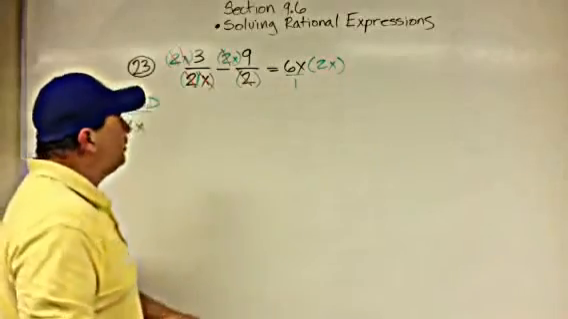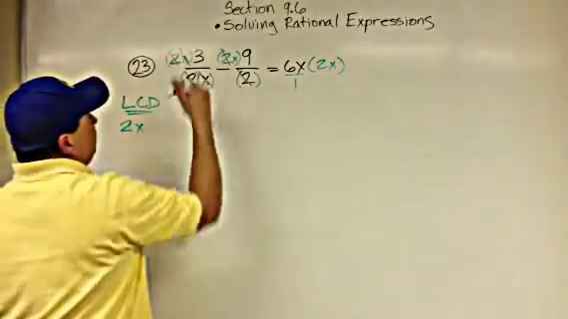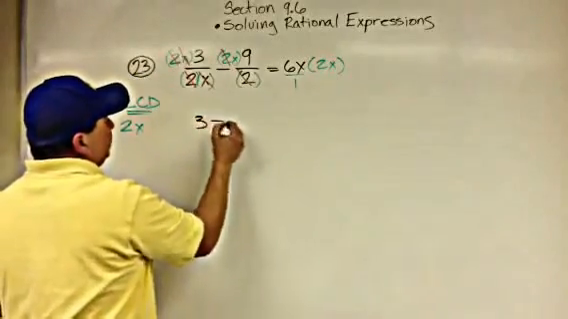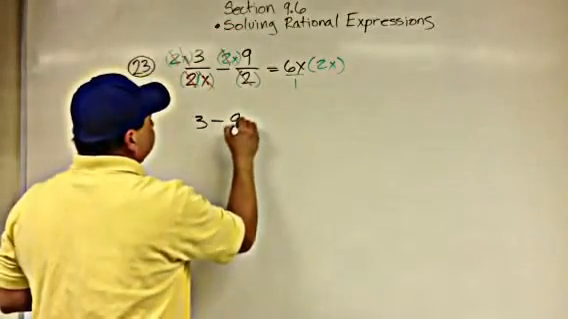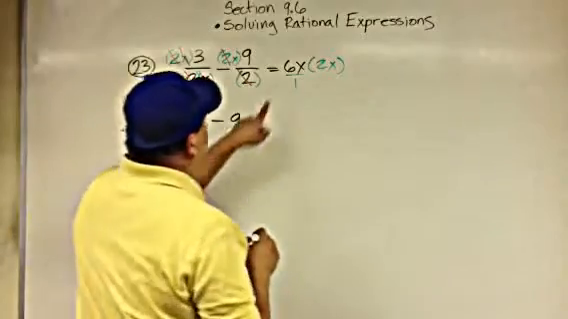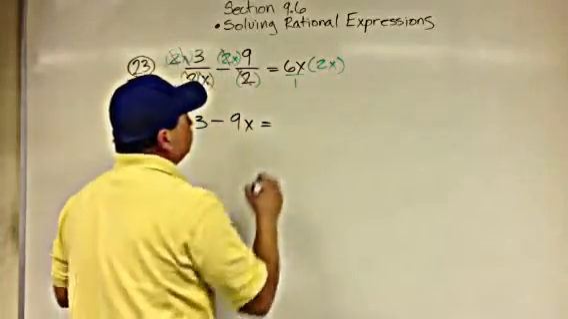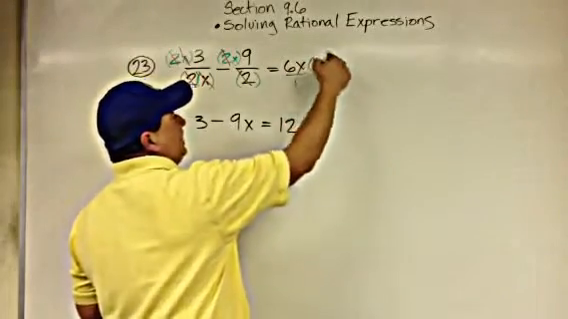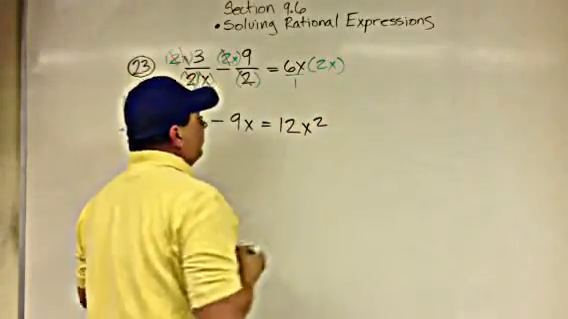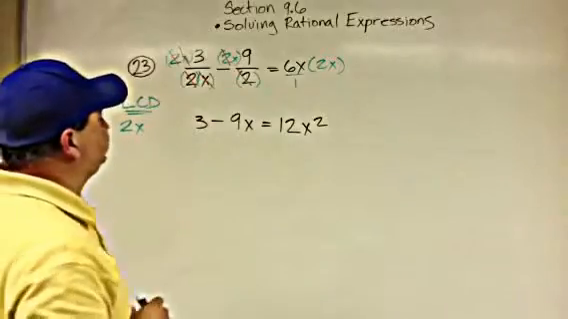Over here there is no denominator, so there's nothing to worry about. So now I'm going to rewrite this one more time. So now we have a 3 left here with no denominator, minus 9x, equals 6 times 2 is 12. x times x is x squared. Perfect, no more denominator. It's a lot easier to solve.